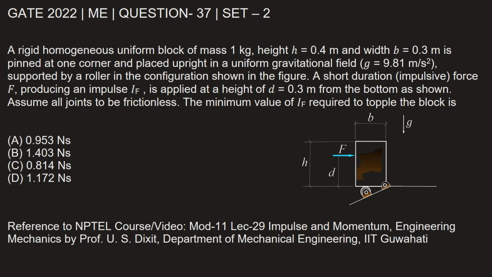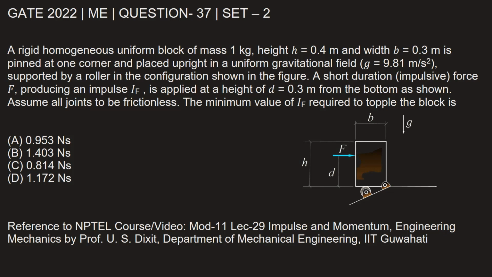This question is from GATE 2022 Mechanical Engineering paper, set 2, question number 37. A rigid homogeneous uniform block of mass 1 kg, height h equal to 0.4 meter and width b equal to 0.3 meter is pinned at one corner and placed upright in a uniform gravitational field g equal to 9.81 meter per second square, supported by a roller in the configuration as shown in the figure.